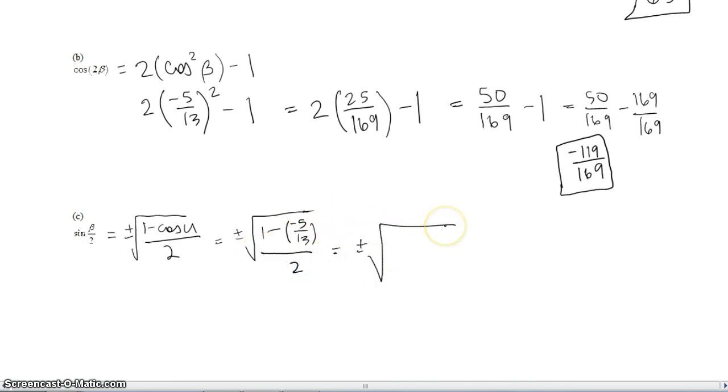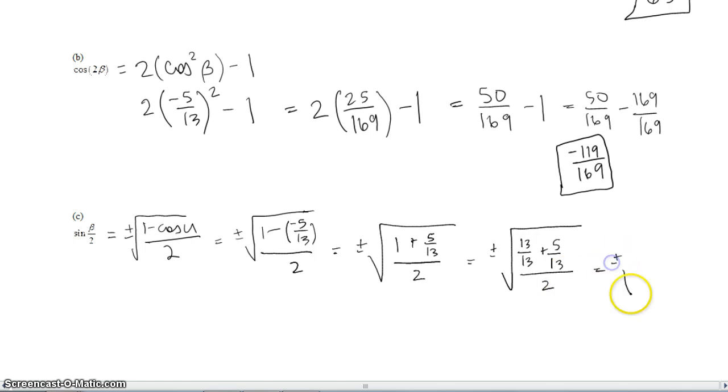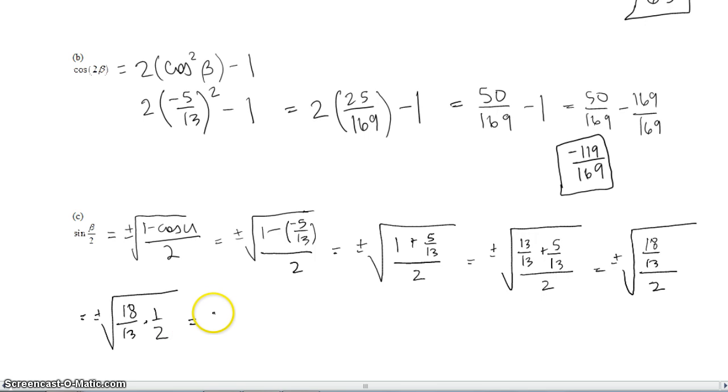Simplifies to 1 plus 5 over 13, over 2, plus or minus square root of 13 over 13 plus 5 over 13 divided by 2. So this is going to be plus or minus square root of 18 over 13 divided by 2, which is plus or minus square root of 18 over 13 times 1/2, which is plus or minus square root of 18 over 13 times 2, which is 26.